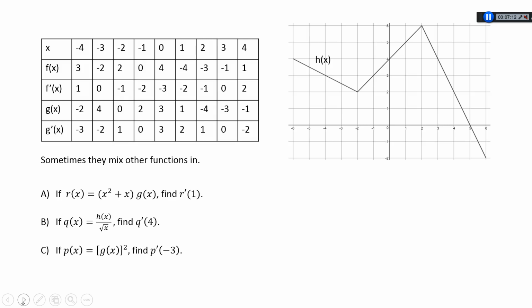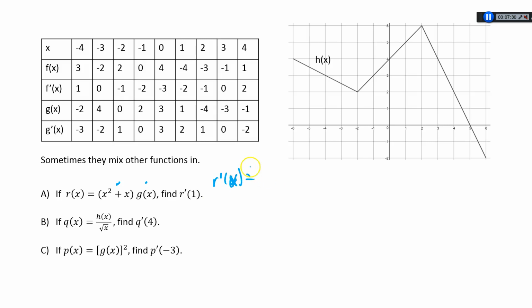All right. So next up, sometimes they mix other functions in as well. So here we're still using our same rules, right? So we're given r of x. Let's find r prime of x first. r prime of x, we got to use product rule. We have two functions multiplied together. So we should use product rule.